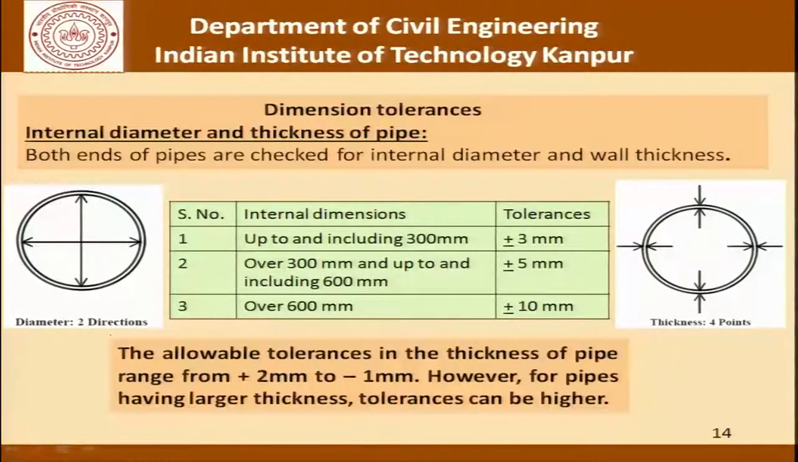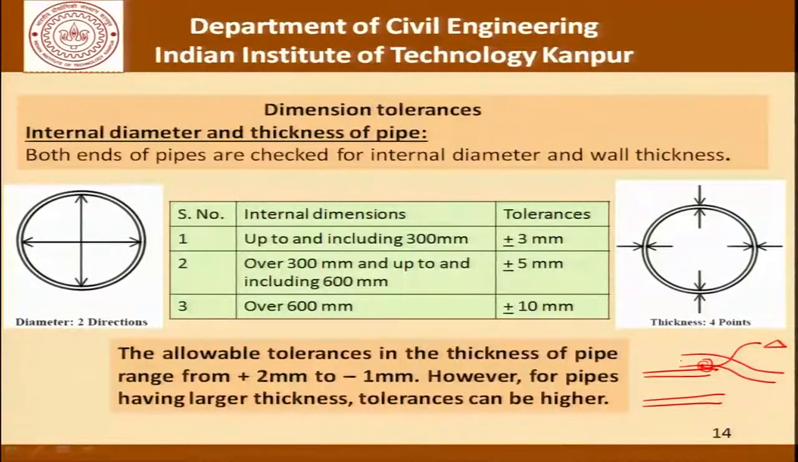What happens is that depending on this dimensional tolerance, the joint space between the outer wall of the pipe that is coming like this and the inner wall of the pipe which is coming on top, this space here becomes critical. So if this dimensional tolerance is not met, then we will have problems in the joint. That's why it's very important to maintain the right kind of quality control and the right kind of dimension tolerances as far as pipes is concerned.